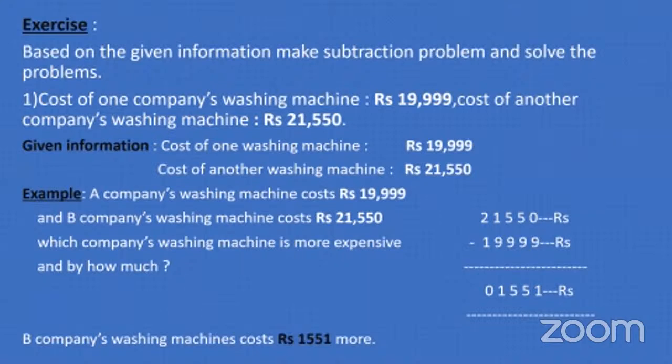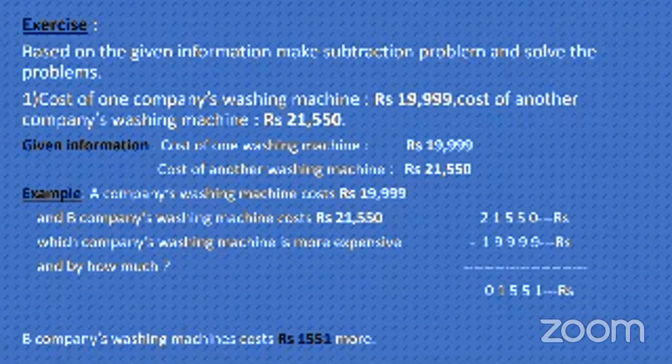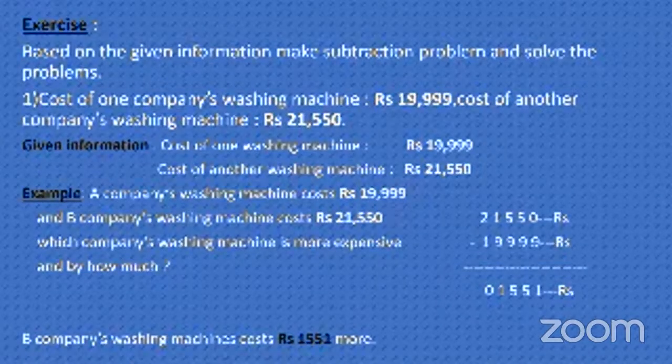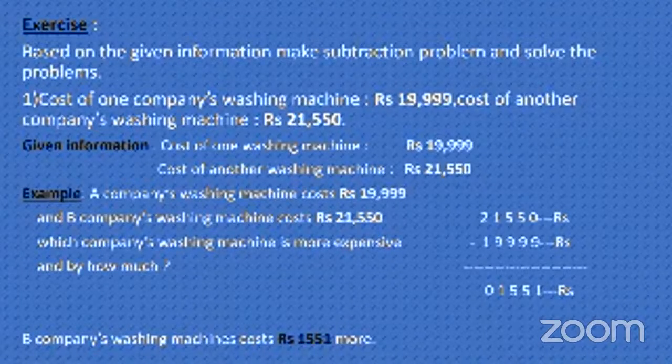The cost of one machine is 19,999. The cost of another washing machine is 21,550. So we have to make the example or the problem of subtraction. We have prepared that example. What is the example? A company's washing machine costs rupees 19,999 and B company's washing machine costs rupees 21,550. So which company's washing machine is more expensive and by how much?